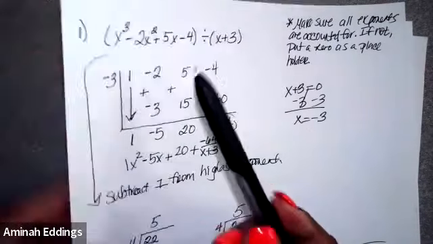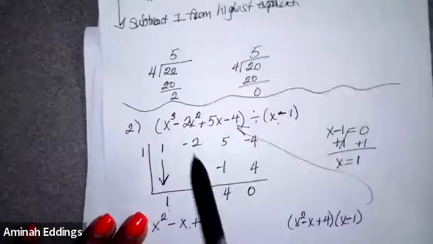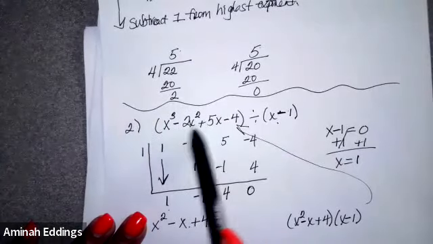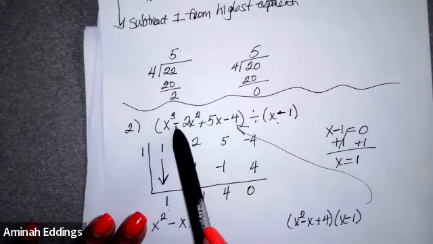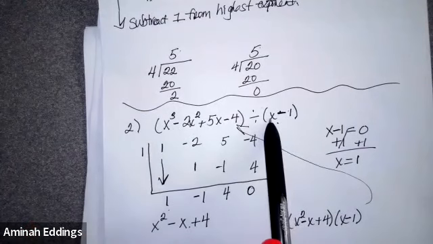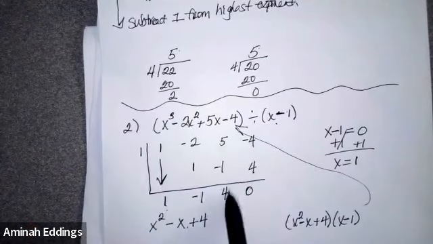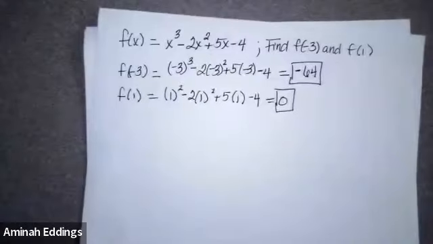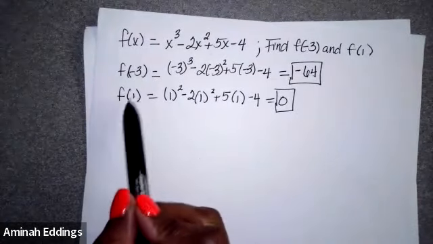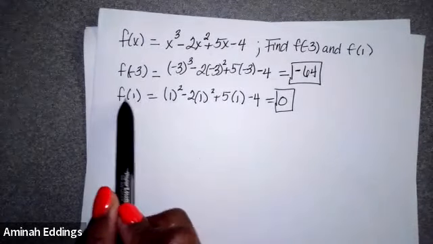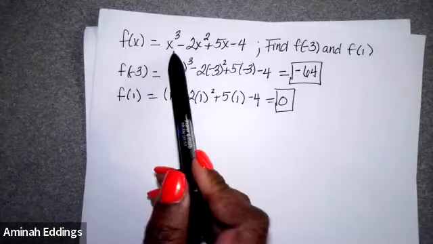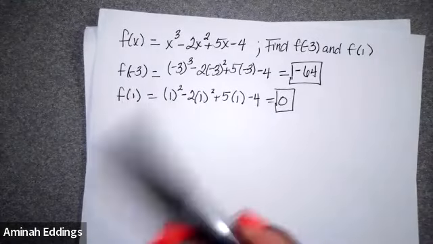Okay, so if you look here, here was our dividend. This is what we were dividing into. X minus 1 was our divisor. The remainder was 0. Here, when we evaluated f of 1 into that function, the remainder is 0. Okay?